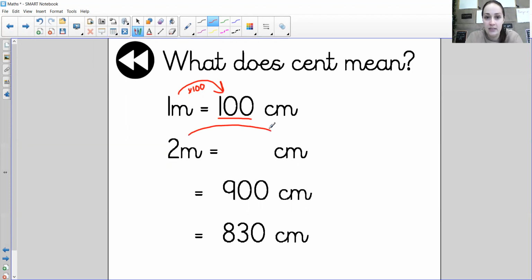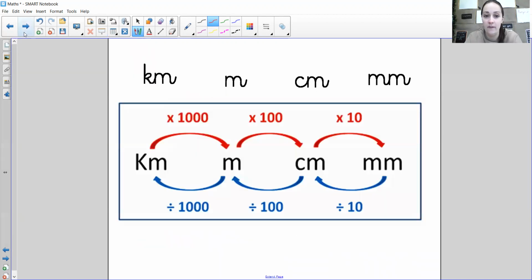Well, I'm going from meters to centimeters, so I'm timesing by 100. 2 times 100 is 200. This way round, I'm going to divide by 100 then to work out the meters. So 900 divided by 100 is 9 meters. Same again, then I'm going from centimeters to meters, so I divide by 100, so it will be 8.3 meters. And I have the 0 there, but you don't need to. Right, well done if you got this right.